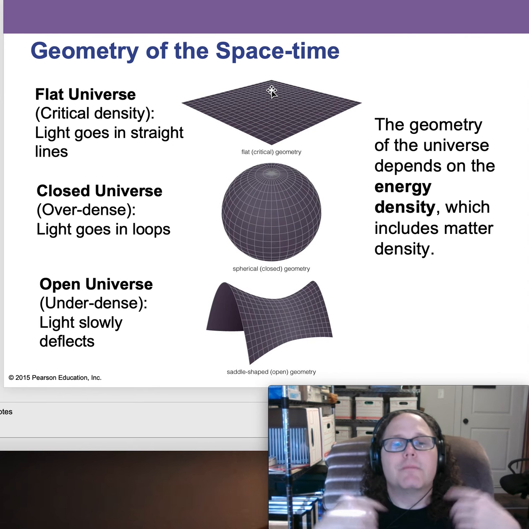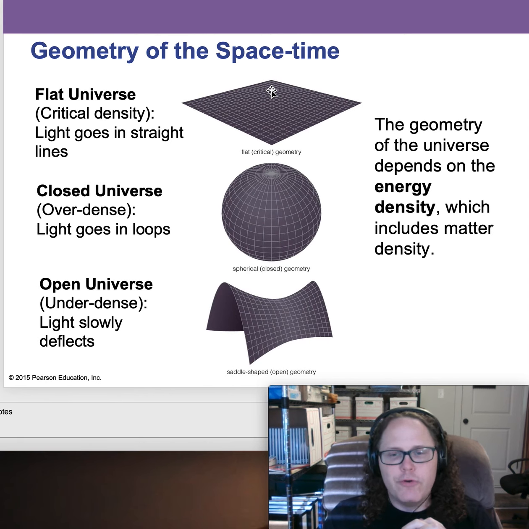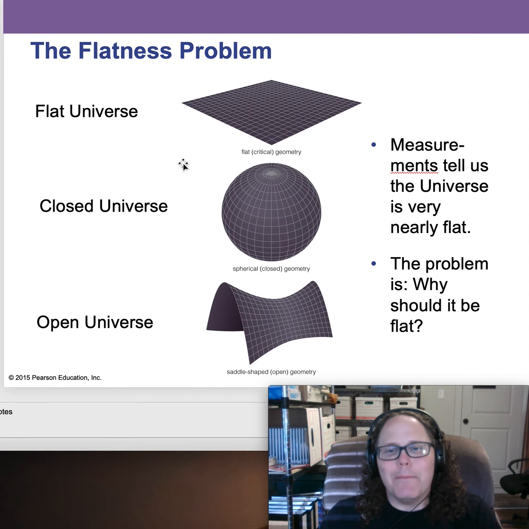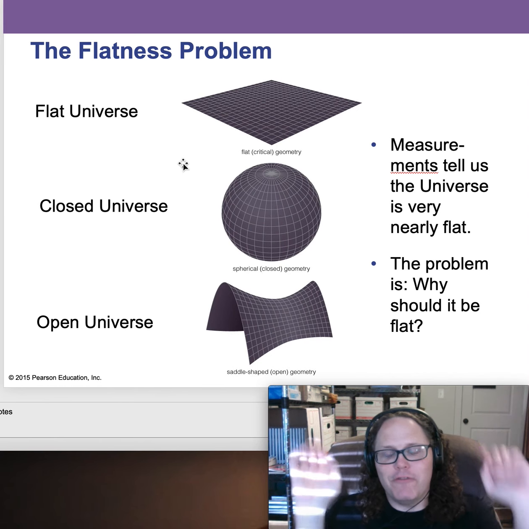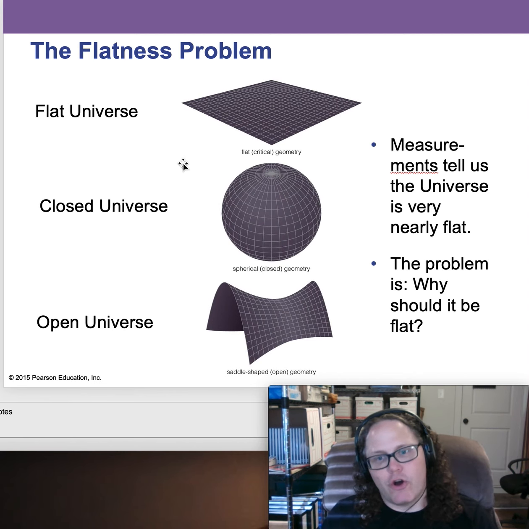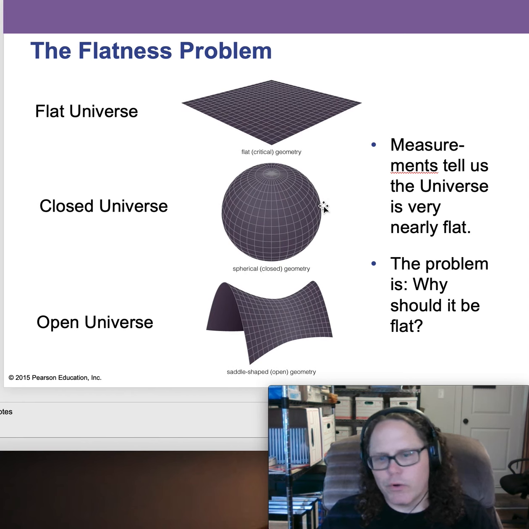A closed universe is one in which light travels in loops. And an open universe is one in which light deflects over the longest scales but doesn't close back in on itself. And again, we can't diagram four-dimensional space-time curving into a fifth dimension, so we tend to diagram space-time as a two-dimensional surface that might be curved with respect to a third dimension. So a flat universe is a plane, a closed universe is a sphere or some closed shape, an open universe is a saddle.